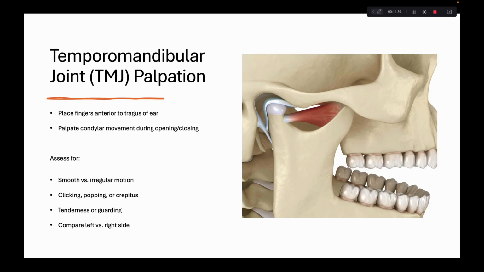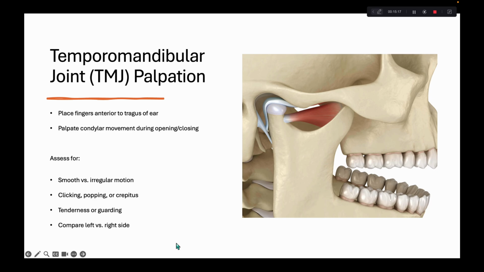Here is the temporomandibular joint, TMJ. When we are palpating this, you're going to place your fingers anterior to the tragus of the ear. So find your ear. The tragus is right in front of your ear canal. Right in front of there, it's easier to feel if you open and close your jaw and deviate it to left and right. I'm doing that now, and you can feel that TMJ where the mandible connects. So palpate the condylar movement when you're opening and closing.